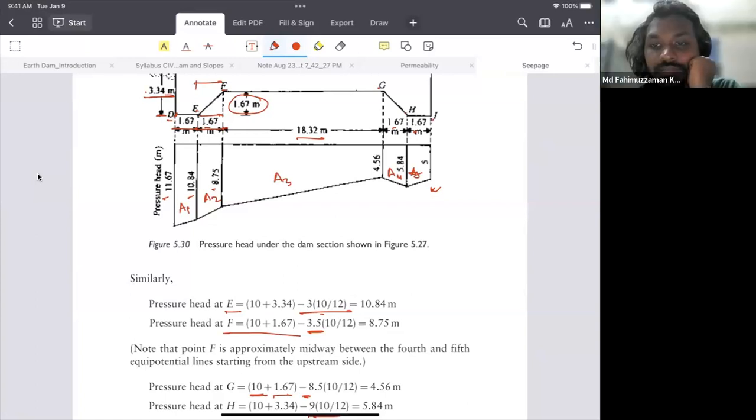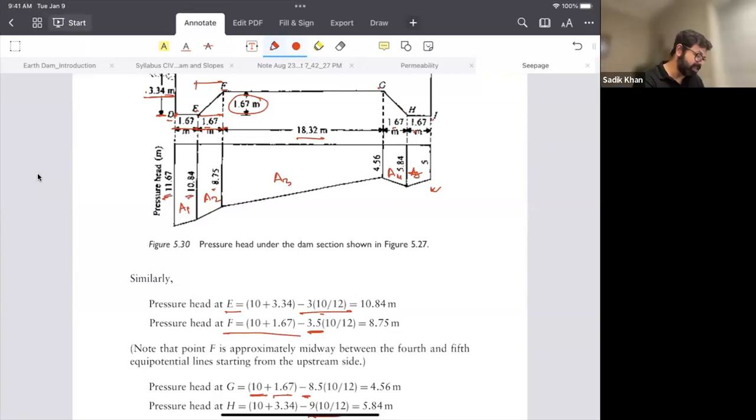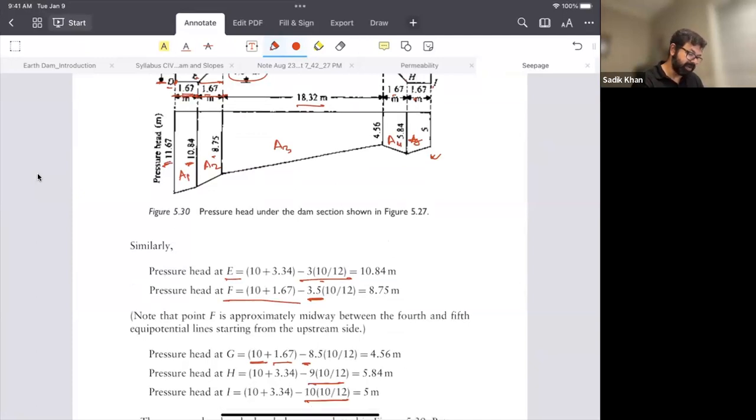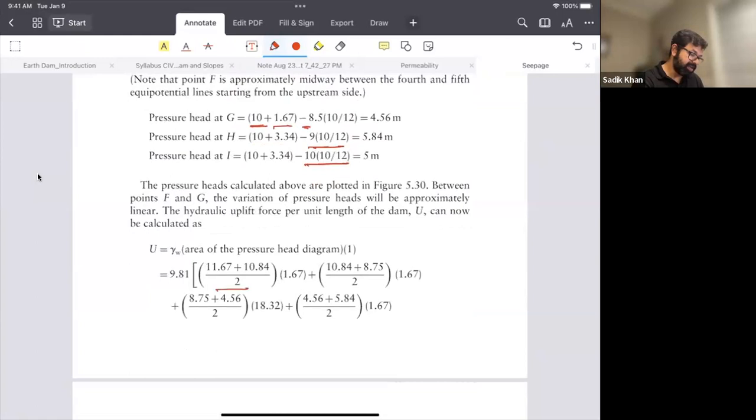So this is half multiplied by 11.67 plus 10.84, multiplied by the distance 1.67, right? So this is the area. Okay, so this is the area.